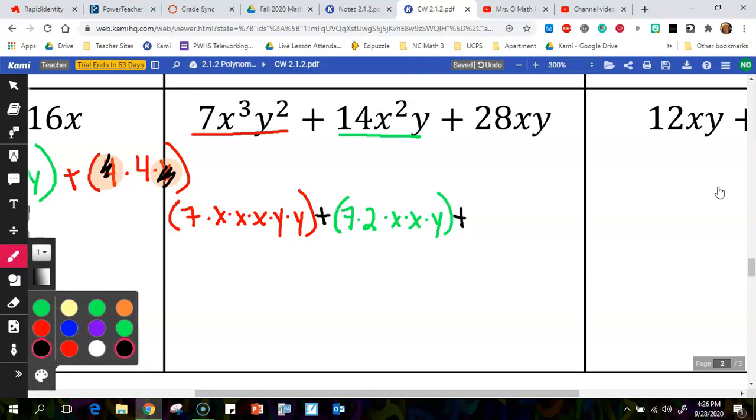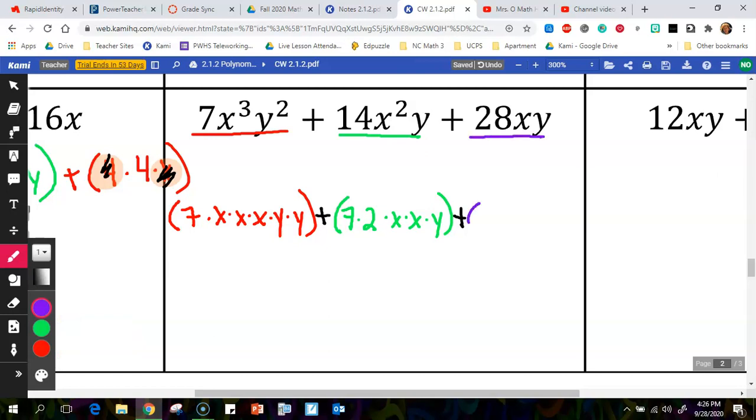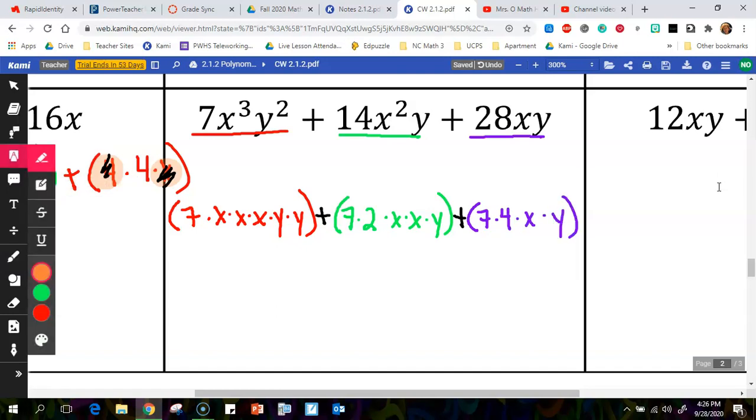Plus the 28, let's break that one down as 7 times 4 times x times y. Okay, now I'm going to get my highlighter and figure out what they all have in common, if anything. We'll do orange. Okay, so first of all, they have a 7. So there's a 7 there, 7 there, and a 7 there.